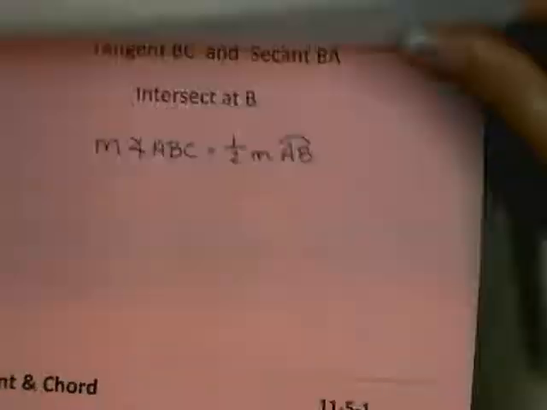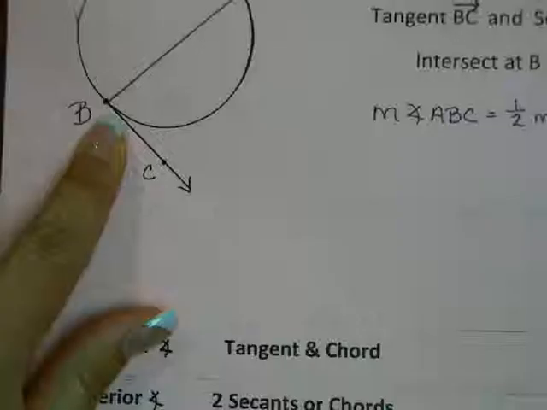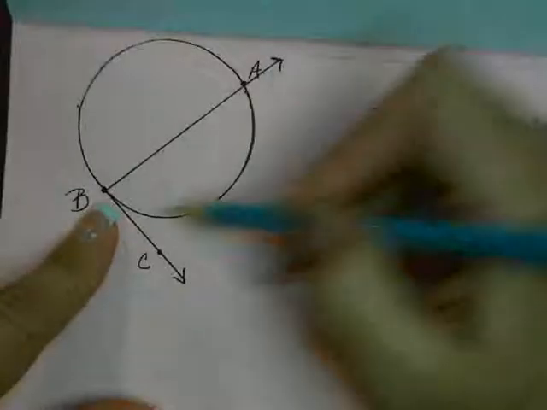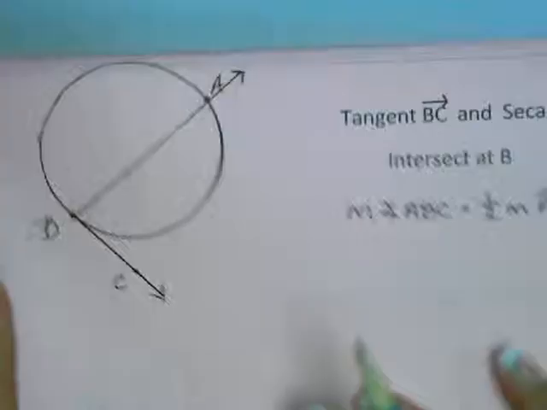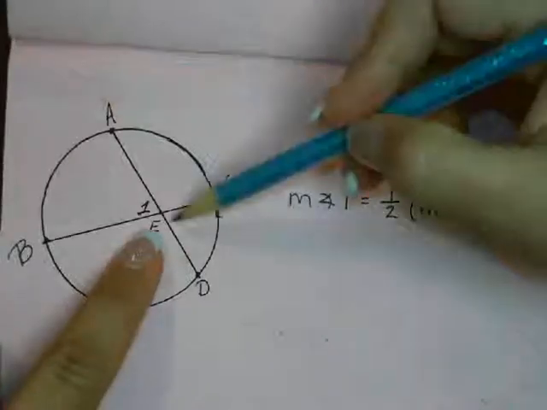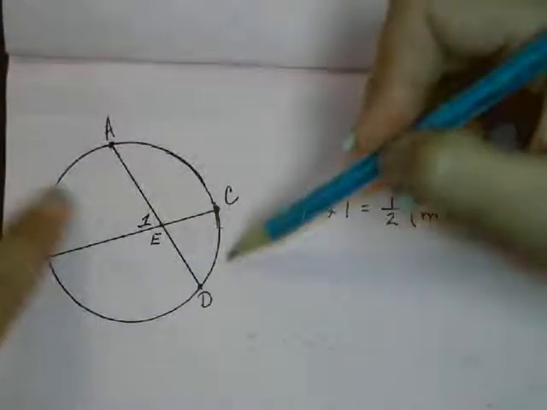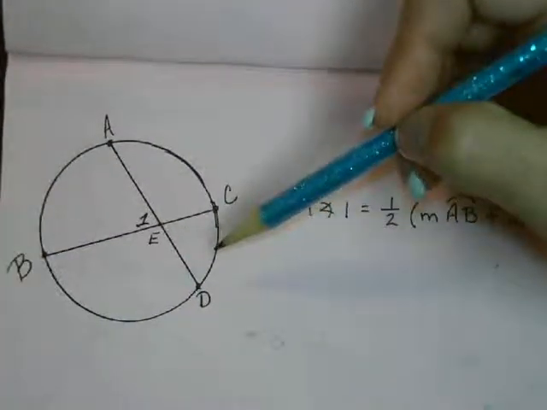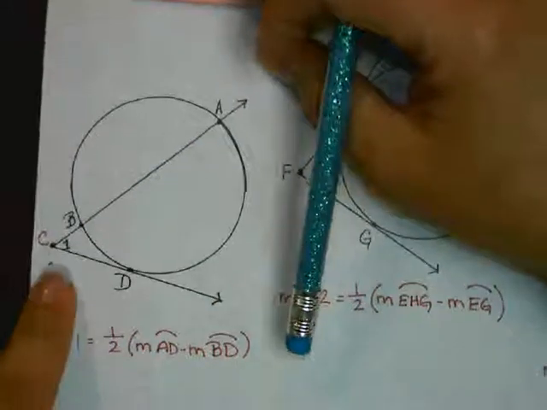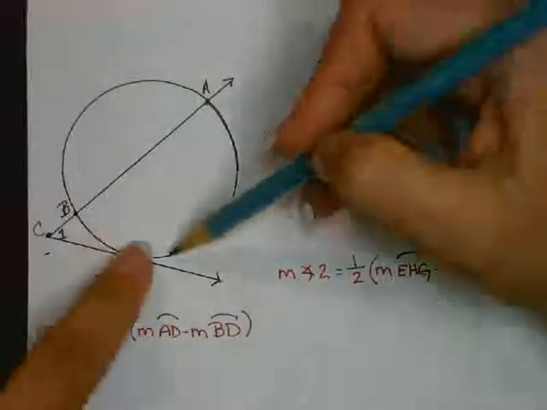Okay? Vertex on the circle, then I take my arc and divide by 2. Vertex inside the circle, I take my arcs and add them and divide by 2. Vertex outside the circle, I subtract my arcs and divide by 2.